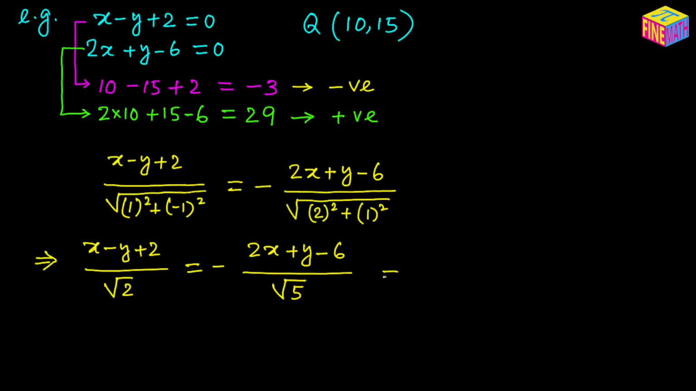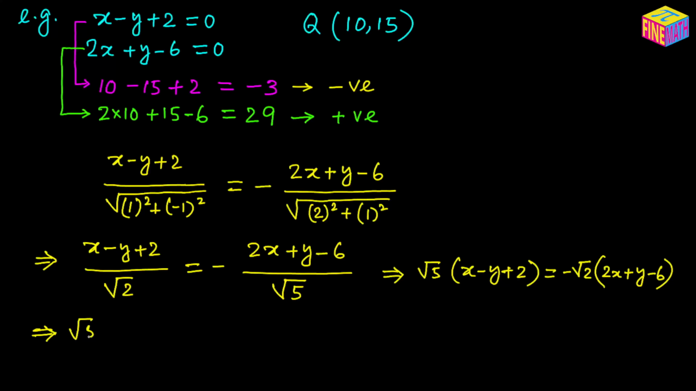And from here if we cross multiply them, it's going to look like this. So we can say square root of 5 times x minus y plus 2 would be equal to negative square root of 2 times x plus y minus 6. And from here what do we get? We get square root of 5 times x minus square root of 5 times y plus 2 times square root of 5, all on the left hand side. And then on the right hand side what do we have? We have negative 2 times square root of 2 times x, and then negative square root of 2 times y, and then positive 6 times square root of 2.